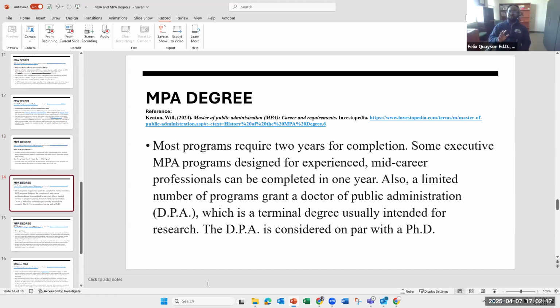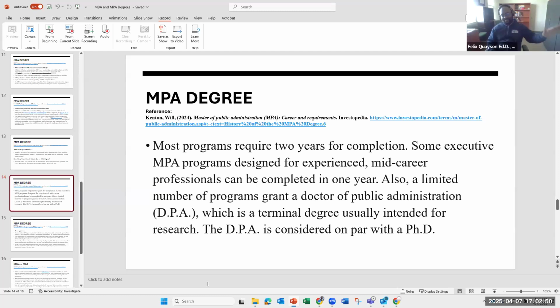Some executive MPA programs are designed for experienced mid-career professionals, which can also be completed in 1 year, just like the MBA now has the executive MBA and the executive DBA. There are also programs such as the executive MPA programs, designed for experienced mid-career professionals, and those can be completed in 1 year. And also, a limited number of programs grant the Doctor of Public Administration degree, the DPA.